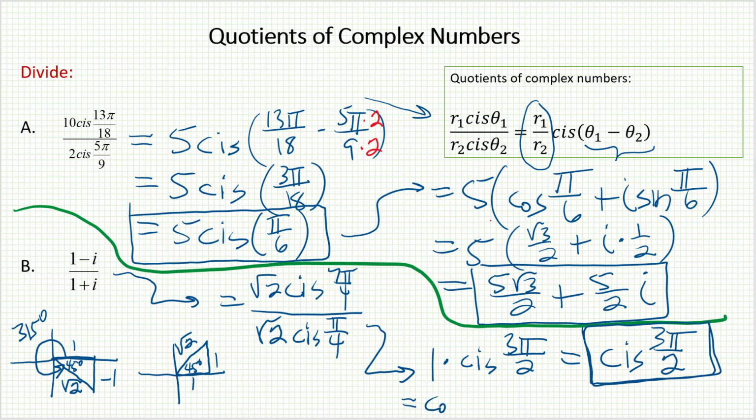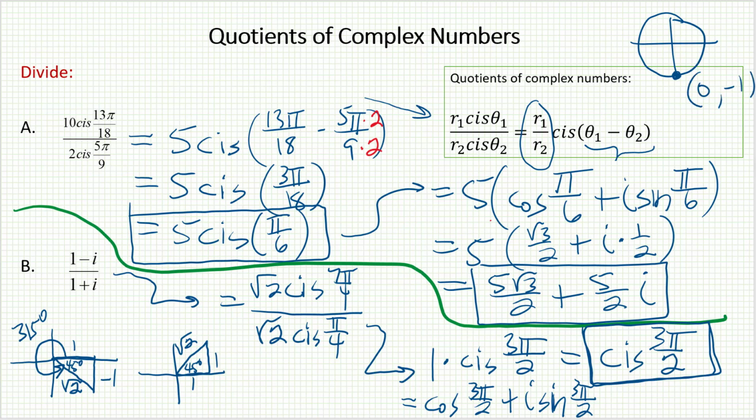And of course, if I want the answer in standard form, I would just write it out the long way. Cosine 3 pi over 2 plus i sine 3 pi over 2. 3 pi over 2 is just 270, so I can make a quick unit circle picture here. That's the point 0, negative 1. The cosine value is just 0. The sine value is negative 1. So when you clean this up, all you have is i times negative 1, which would be negative i. Negative i is the standard form version of our answer.